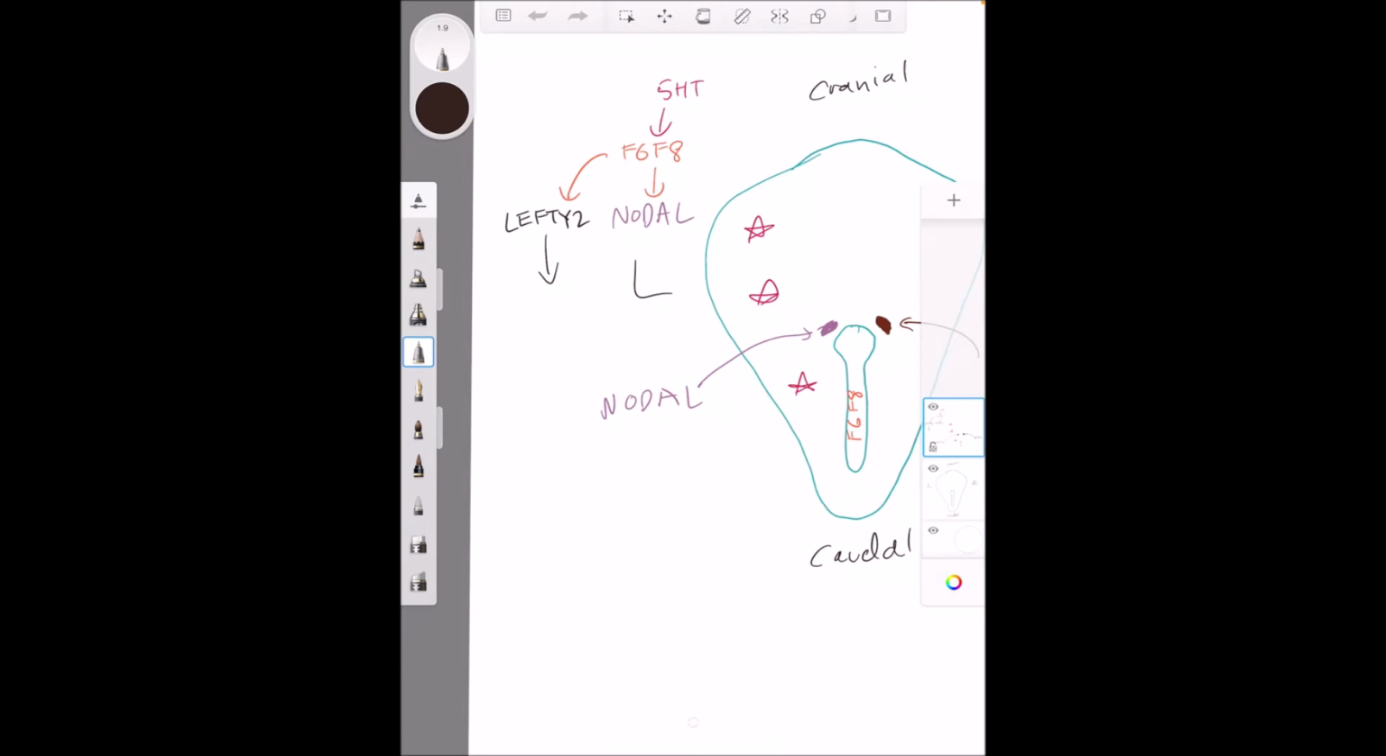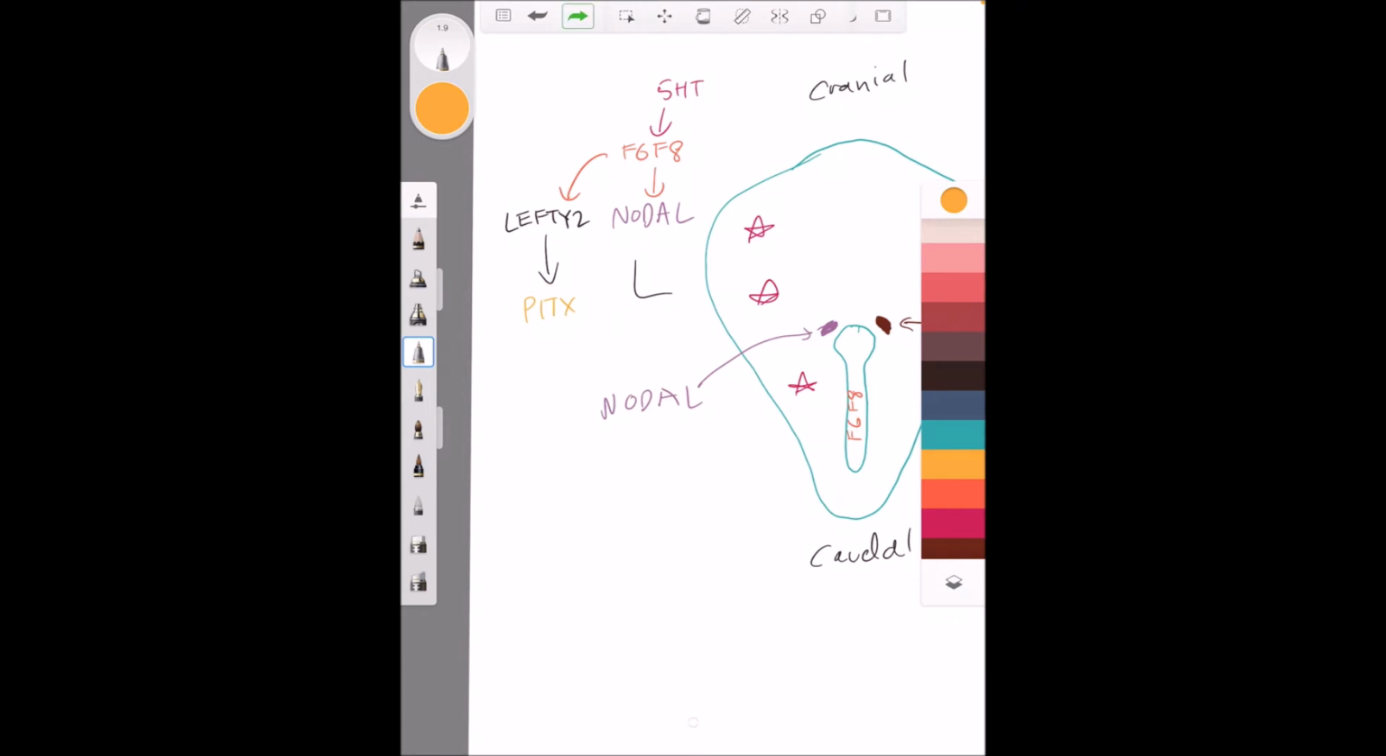It will then activate this very important gene called PITX2. This is the master transcription factor for left-sidedness. So I guess it probably stimulates the development of the heart, the spleen, whatever else is on the left side of the body, but not on the right side. So this is the master transcription factor for left-sidedness.